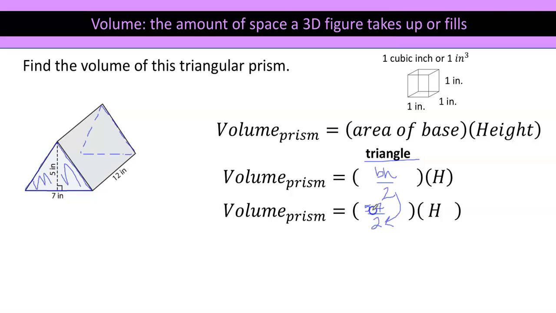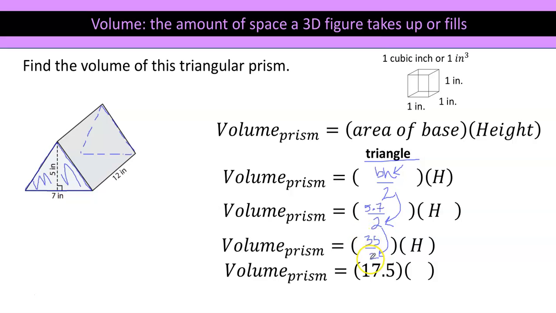You don't want to get confused here. This little lowercase h refers to the height of just the triangle face. You could ignore the rest of the prism right now when you're figuring out the base and the height of the triangle. Moving on. 5 times 7 gives us 35, and then we record the denominator as 2. 35 divided by 2 gives us 17.5, and now we need the capital H height.